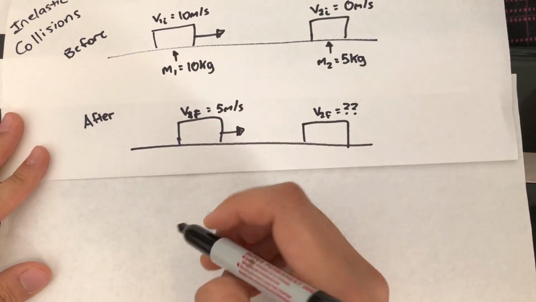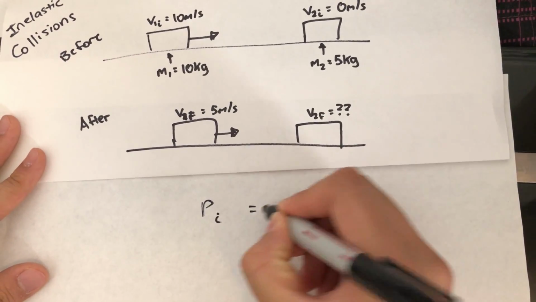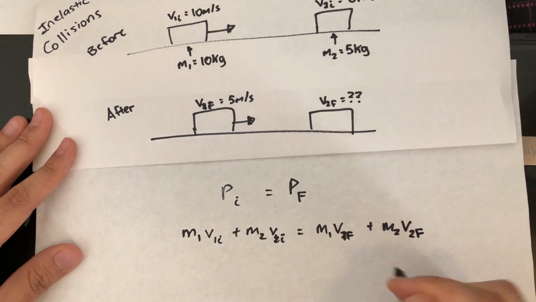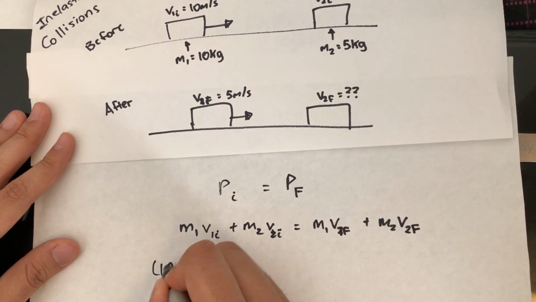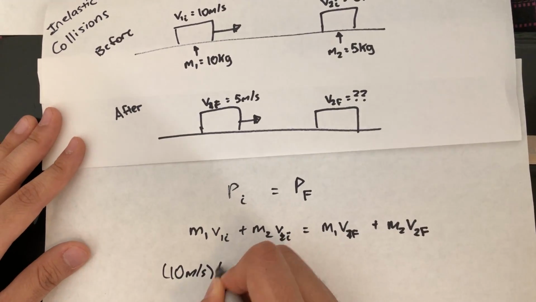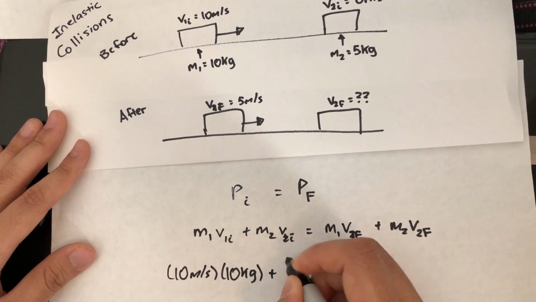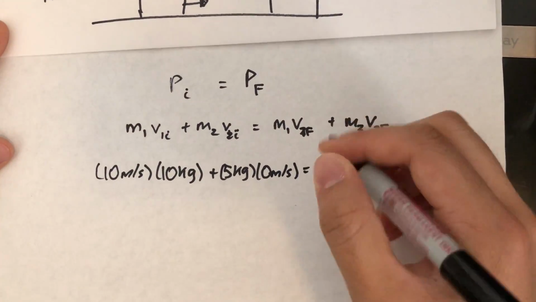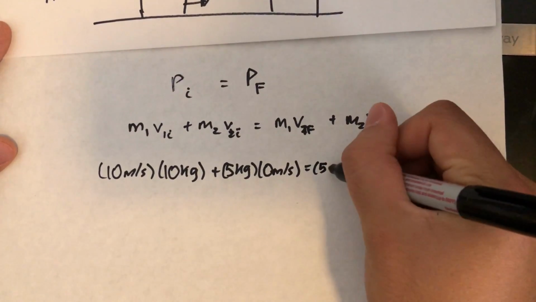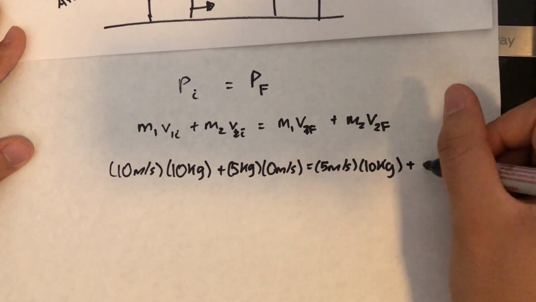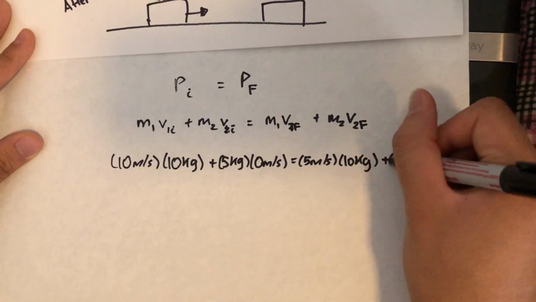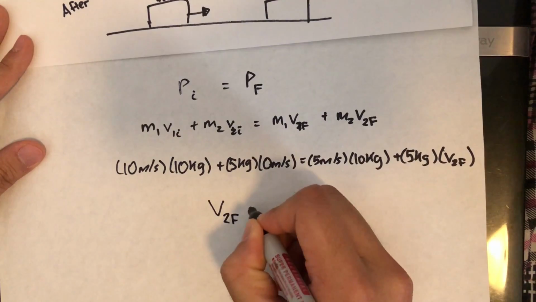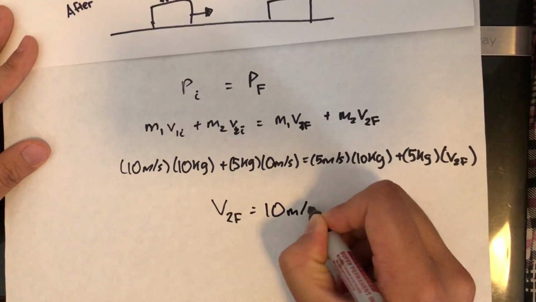So now we're going to write the equation. You know that the initial momentum will equal the final momentum. And you can just start plugging in. It would just be 10 meters per second for that initial velocity times 10 kilograms plus 5 kilograms times 0 meters per second. And that is equal to 5 meters per second times 10 kilograms plus 5 kilograms times an unknown velocity. And when you solve it out, you know that the final velocity of 2 would just be 10 meters per second.